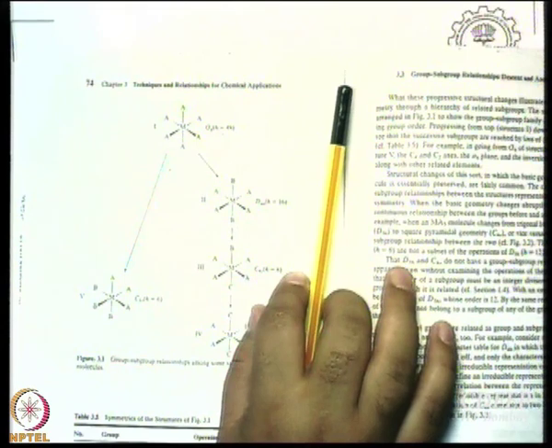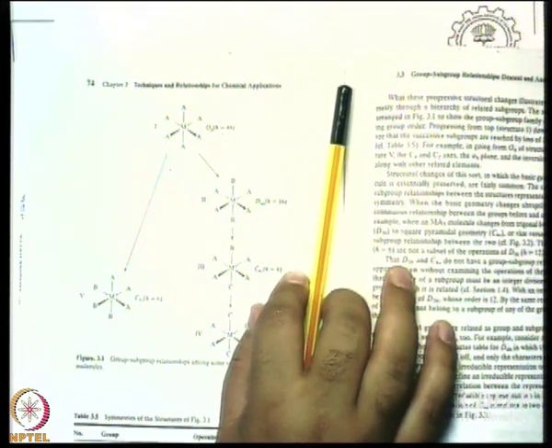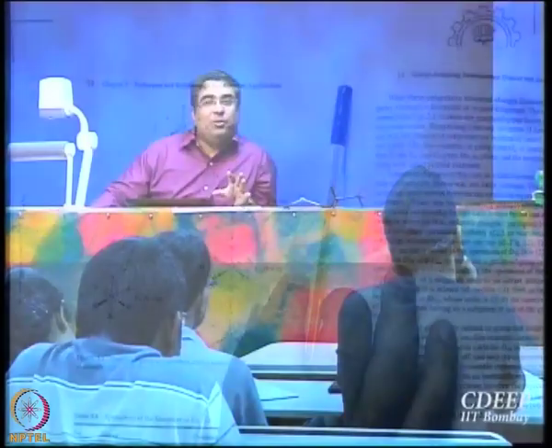This is something that sounds very simple, but you will see this will help us simplify our calculations to a very great extent when we actually start using symmetry to talk about molecular properties.